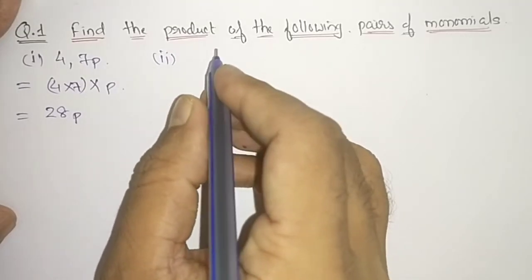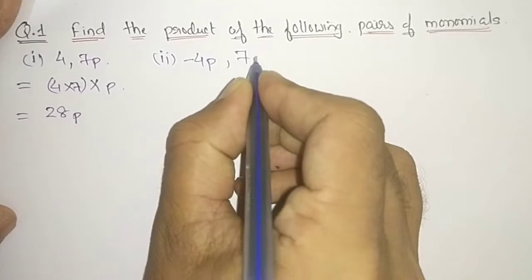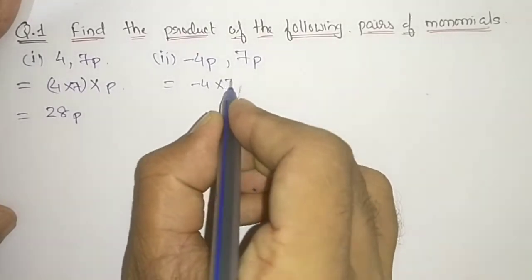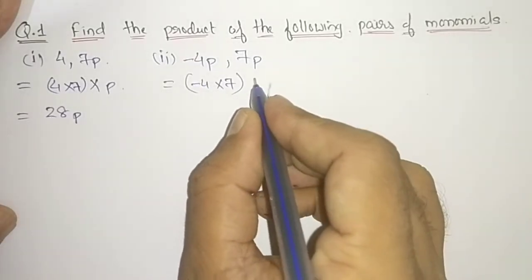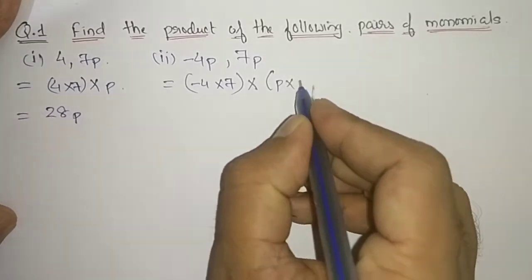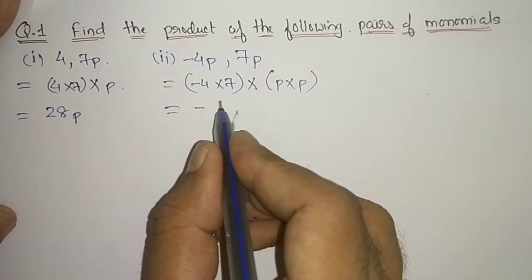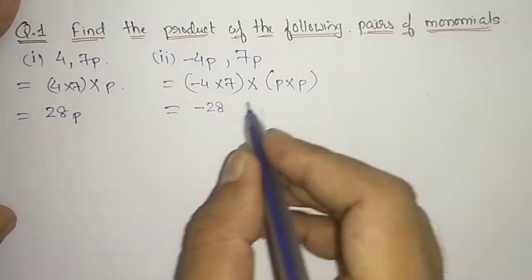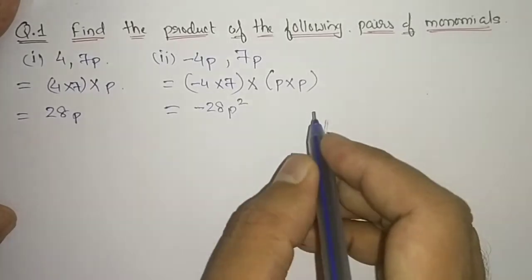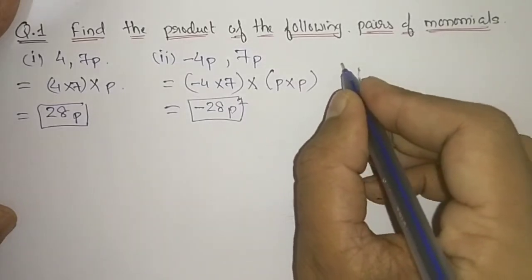Second part, it says minus 4p and 7p. We will multiply the numerical part in one bracket, and then multiply the variable part, that is p into p. So minus into plus will be minus, 7 fours are 28. P has the same base, so powers will be added, that is square.